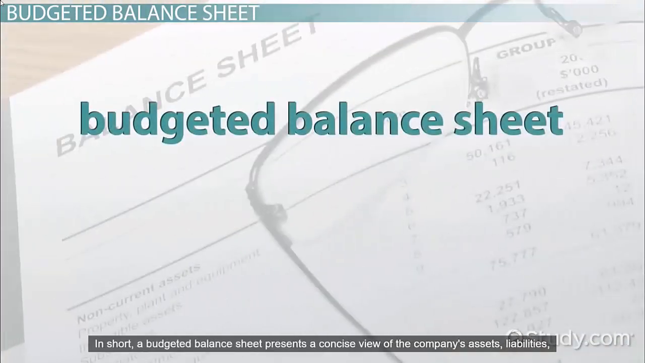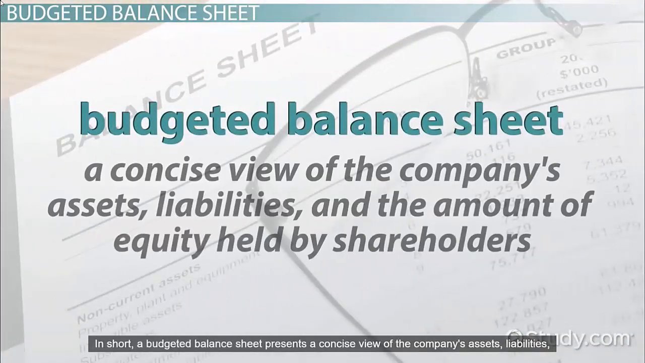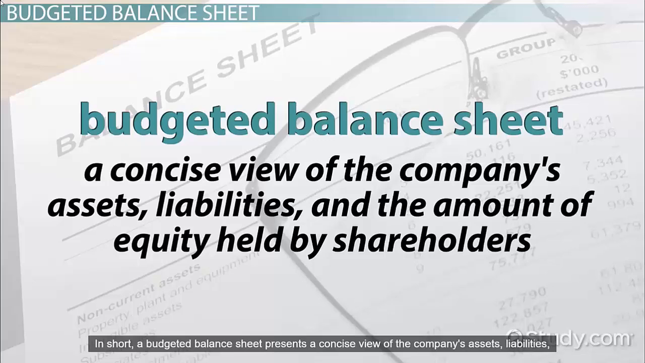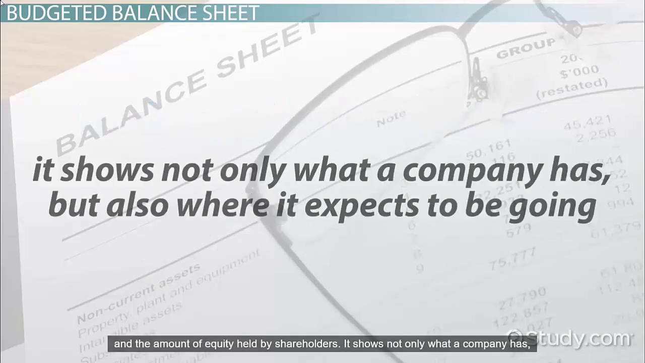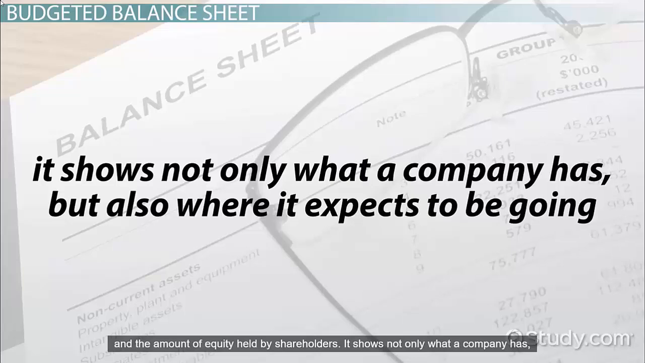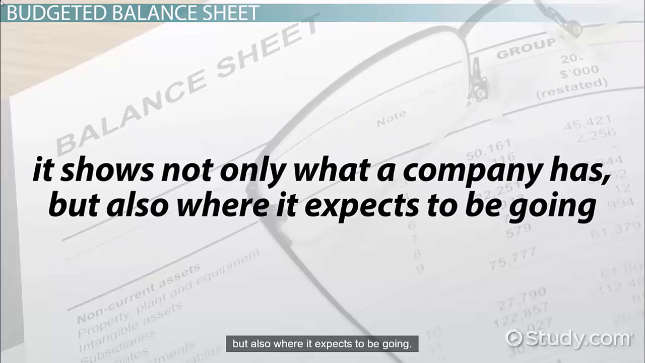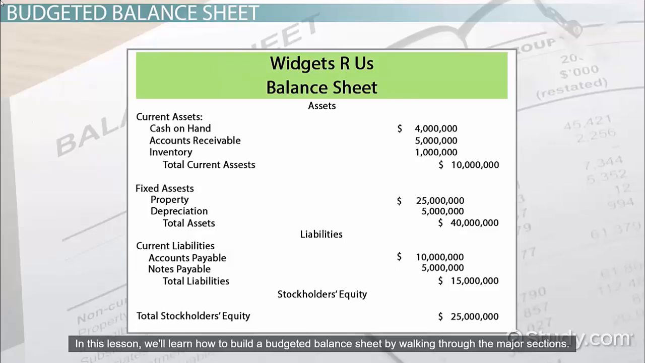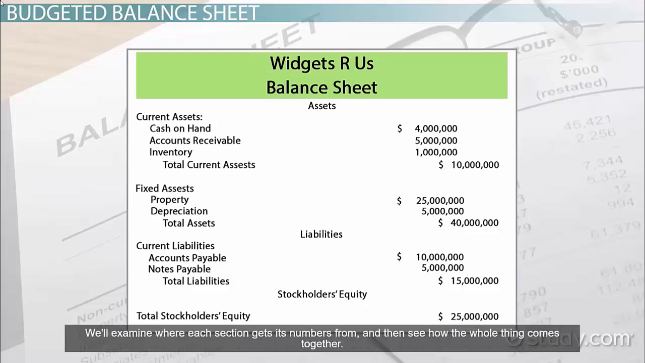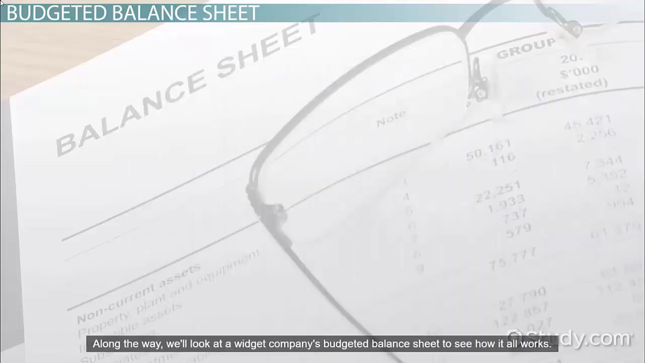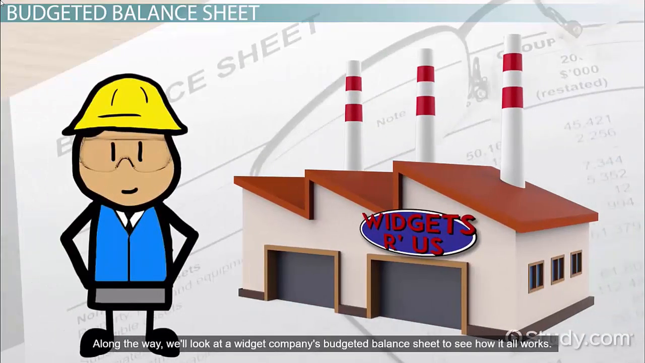In short, a budgeted balance sheet presents a concise view of the company's assets, liabilities, and the amount of equity held by shareholders. It shows not only what a company has, but also where it expects to be going. In this lesson, we'll learn how to build a budgeted balance sheet by walking through the major sections. We'll examine where each section gets its numbers from, and then see how the whole thing comes together. Along the way, we'll look at a widget company's budgeted balance sheet to see how it all works.